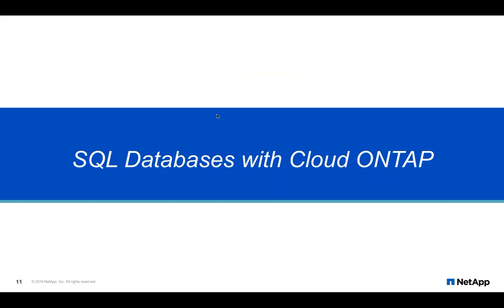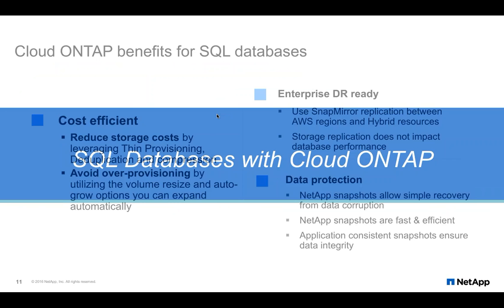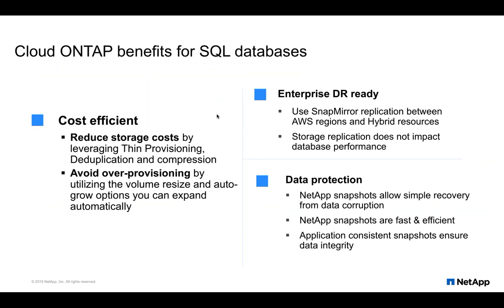So, talking about SQL databases on Cloud ONTAP. Now, why would you do this? Where's the benefit for you to use Cloud ONTAP for SQL rather than native EBS or RDS? Well, basically, again, it comes down to our storage efficiencies. We can be much more cost efficient and cost effective for you. Because of our thin provisioning, deduplication and FlexClones, you can effectively consume a lot less storage than you would natively in the public cloud.